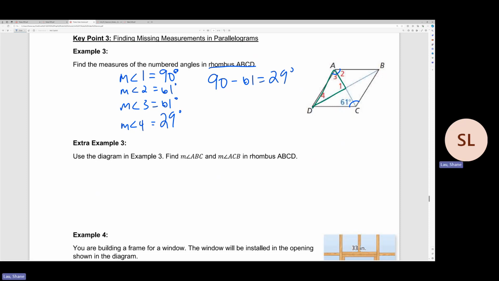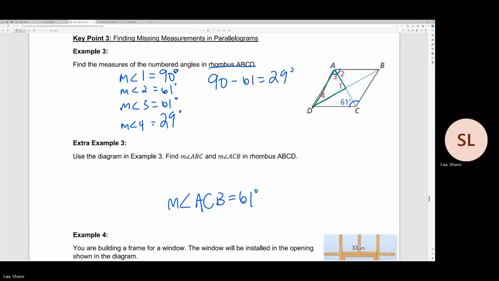Then it tells us that in extra example 3, we're going to find the measure of angle ABC and the measure of ACB. You've got to be really careful there. There's definitely an easier one. The measurement of ACB is going to be 61 degrees because of that bisected angle. So the measurement of angle ACB equals 61 degrees. But angle ABC is going to be a little bit trickier, just a little bit, not too much.